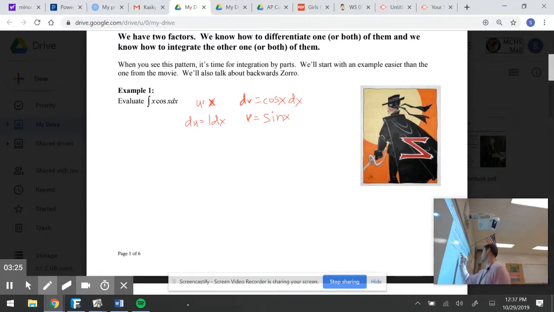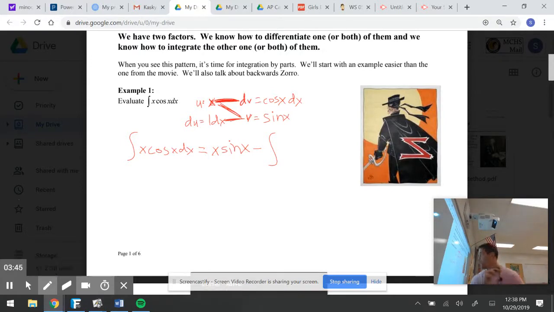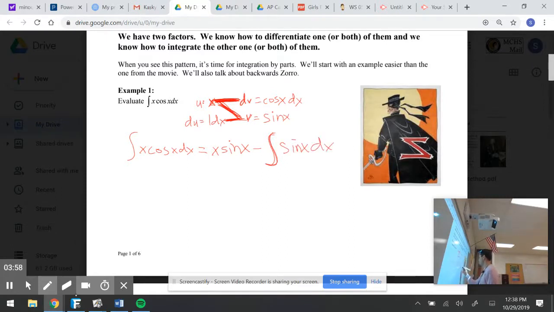Okay, the backwards Zorro means this. Your original problem are those two things, right? That's the original problem. And the original problem is going to be equal to u times v, so x sine x, minus the integral of that. Thus, we get the backwards Z, right? That's the original problem, which is equal to uv minus the integral of v du, which is sine x dx.